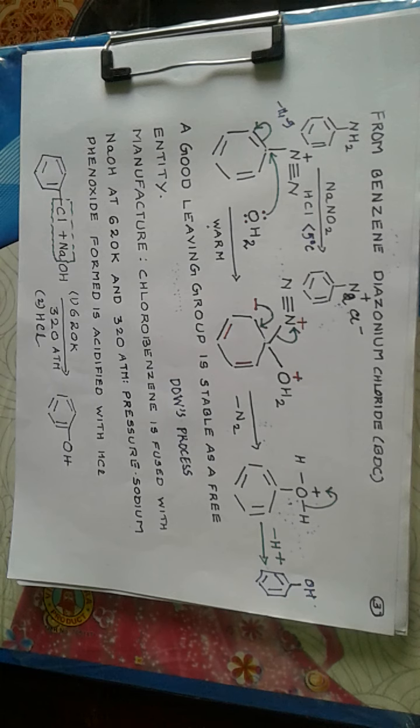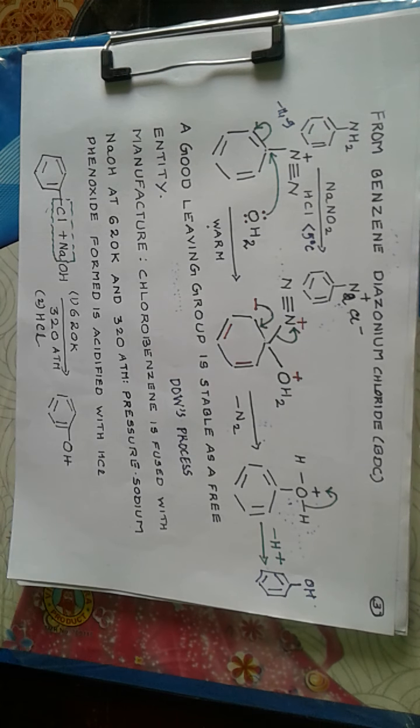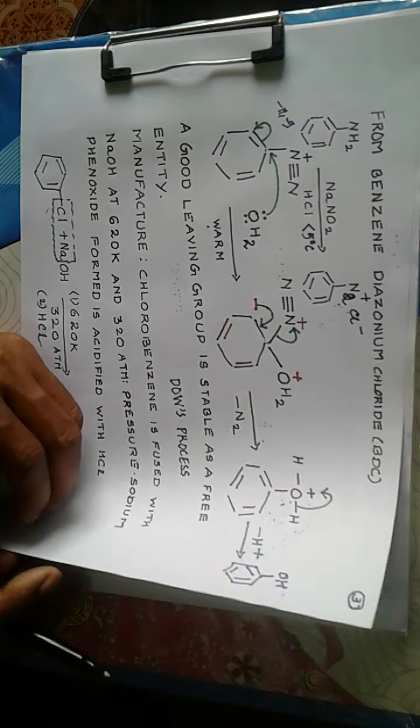Then as usual, the free phenol will be formed, but the phenol will react with the sodium hydroxide, producing the sodium salt, which can be acidified with the acid HCl or H2SO4 to get the free phenol. The simple reaction is removal of Cl and formation of OH. You must remember that this OH is acidic, so it will react with NaOH, producing O minus Na positive, and then you have to treat it with HCl to get the free phenol. So that is one method of manufacture.